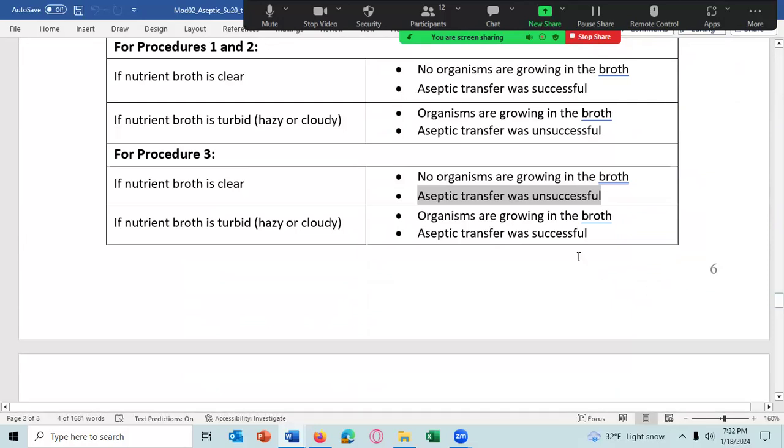So that's what we're doing, meaning that we are purposely putting cells into the tube. And so if there's no organisms growing in the tube, then aseptic transfer was unsuccessful. And hopefully you understand that. If not, think about it. And if nutrient broth is turbid, hazy, or cloudy, organisms are growing in the broth and aseptic transfer was successful.